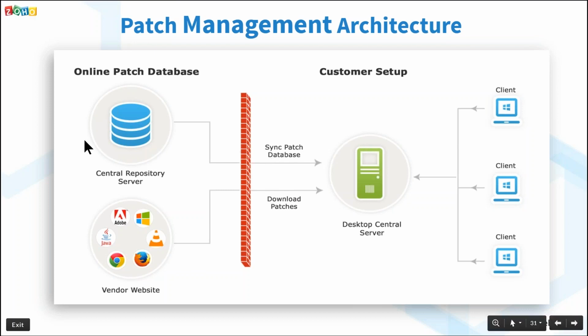Once this process is done, the client machines will be scanned in order to identify the missing patches. After identifying the missing patches, Desktop Central server directly downloads the required patches from the vendor side. So the client machines will not have access to reach the vendor side to download the patches, and the distribution server will not have access to reach the vendor side to download the patches. Only the Desktop Central server will reach the vendor side. It will download the patches, and it will be shared to the distribution server as well as to the client machine.